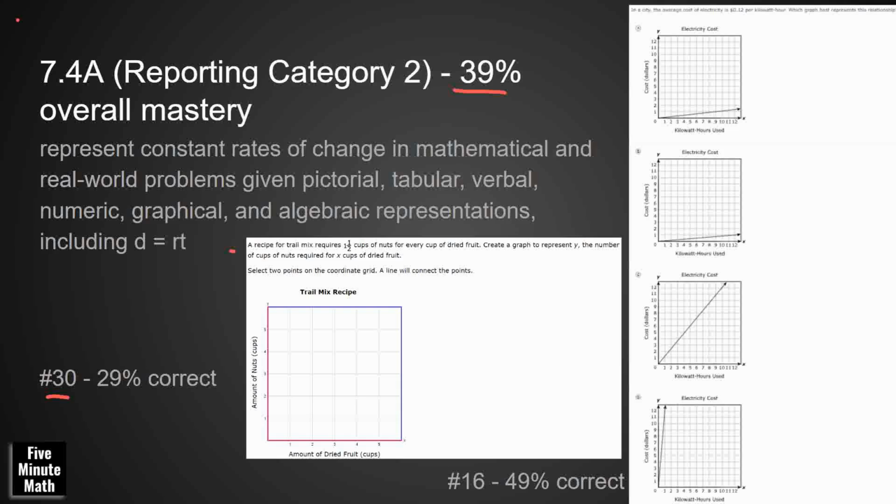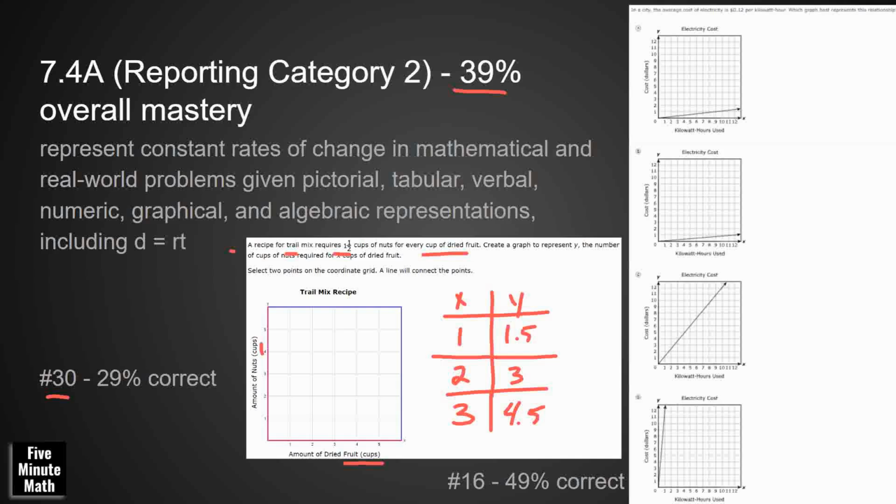So all we have here is: trail mix requires 1.5 cups of nuts for every cup of dried fruit. So let's see this. I've got the x-axis is going to be the fruit. So for every cup of fruit, let's just make a table of values here. For 1 cup of fruit, my y is going to be my amount of nuts, 1.5 cups. I'll just do decimals there. So then we can just simply add 1 and 1.5 to get a few different values here.